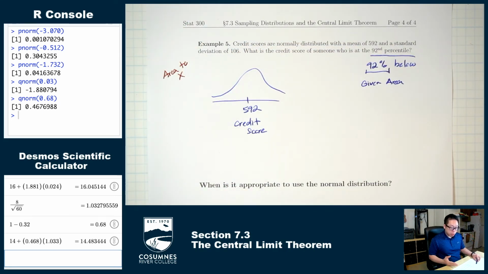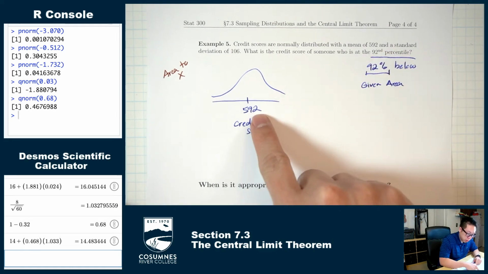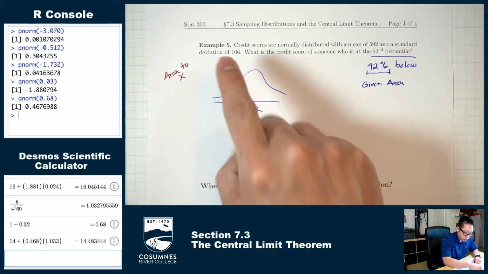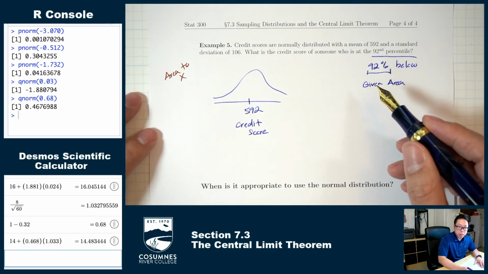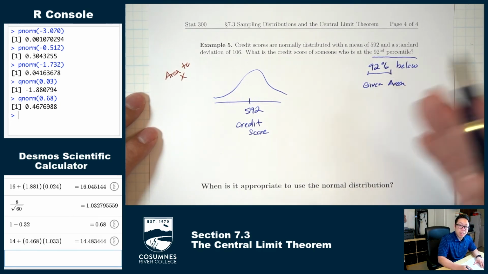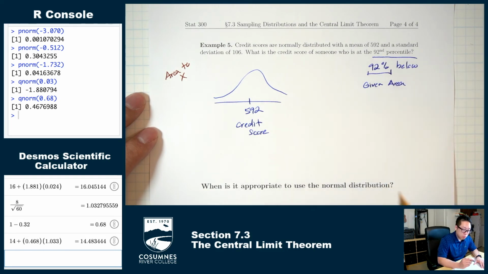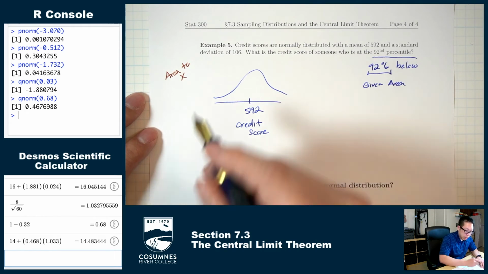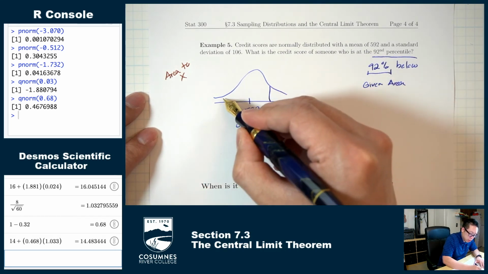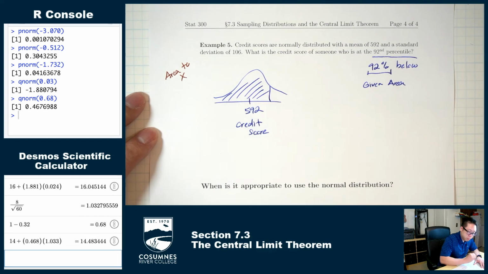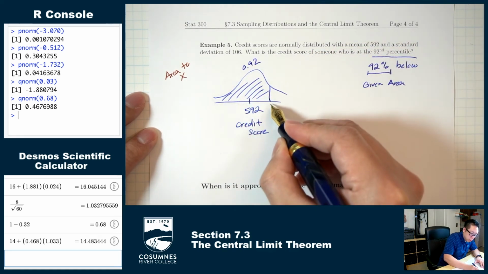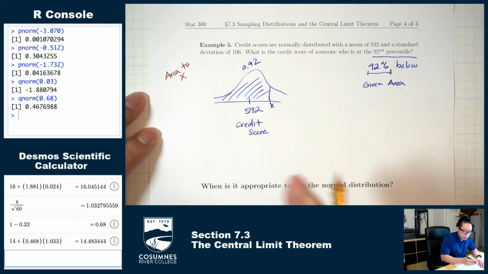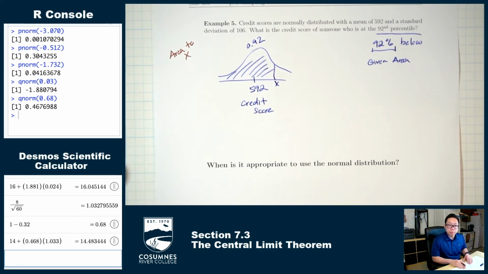And to draw the rest of my picture, 592 is already on my picture. 106 is the standard deviation. We don't put that on the picture. 92%, that's an area. So I want 92% to the left, right? Below means to the left. So I want 92% to the left, which would have to be somewhere over here and shaded to the left. Okay, so 0.92 is the area, which means I'm looking for this x that would have 0.92 to the left.